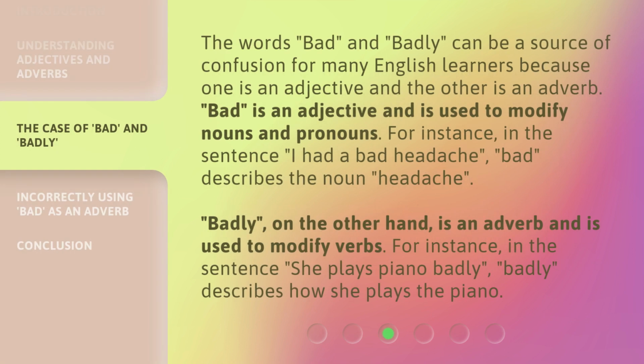The words bad and badly can be a source of confusion for many English learners because one is an adjective and the other is an adverb. Bad is an adjective and is used to modify nouns and pronouns. For instance, in the sentence, "I had a bad headache," bad describes the noun, headache. Badly, on the other hand, is an adverb and is used to modify verbs. For instance, in the sentence, "She plays piano badly," badly describes how she plays the piano.